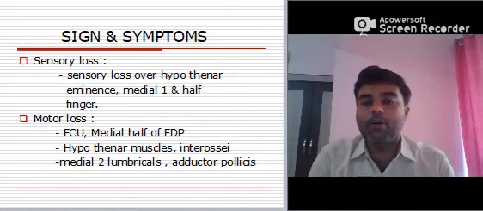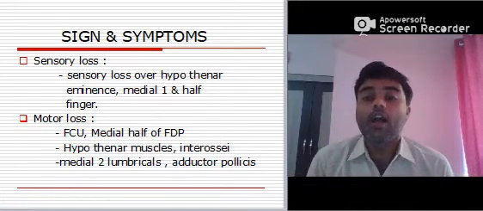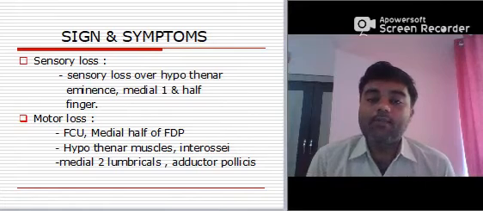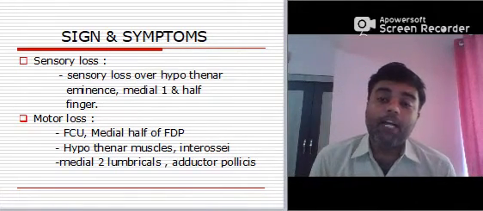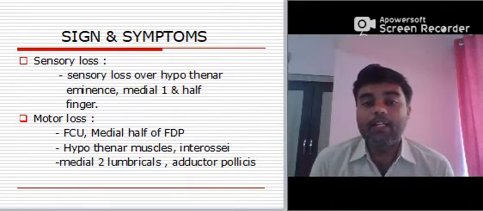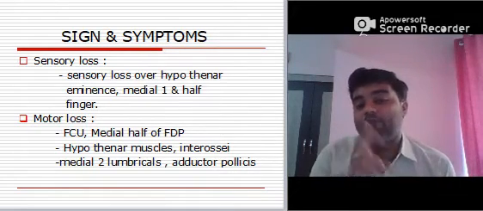This is very important because without signs and symptoms, you can't understand or diagnose the condition, that this is ulnar nerve palsy. So, signs and symptoms. The first one is very important. The patient will come with a typical complaint of sensory loss. It is a very typical complaint. Sensory loss over the hypothenar eminence and medial 1.5 fingers.